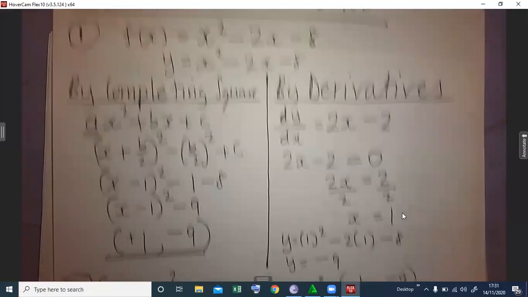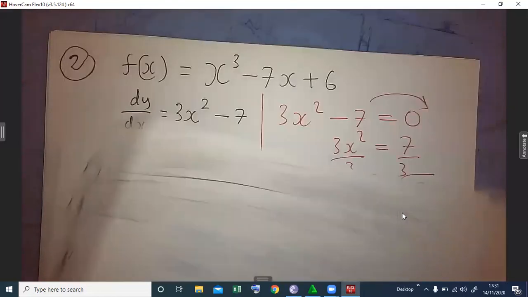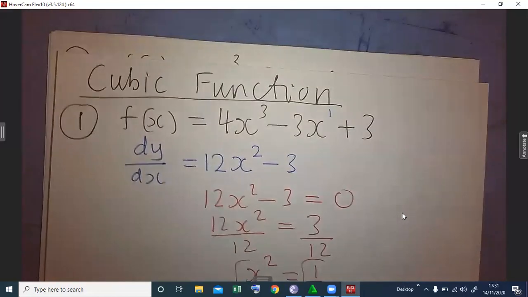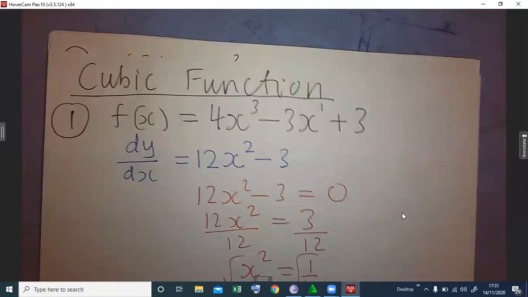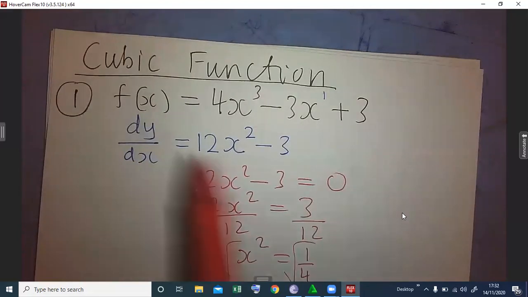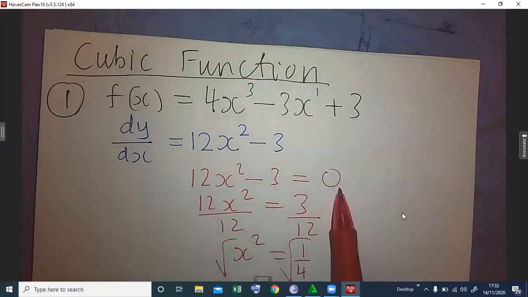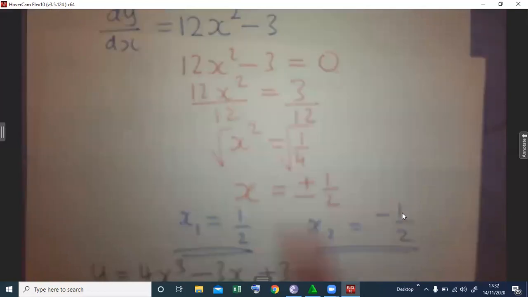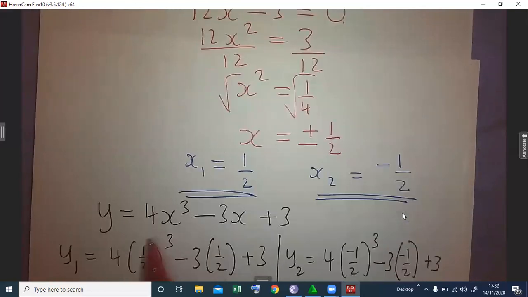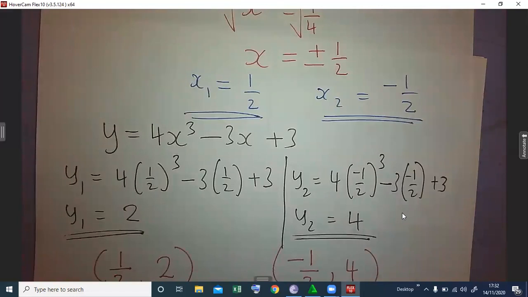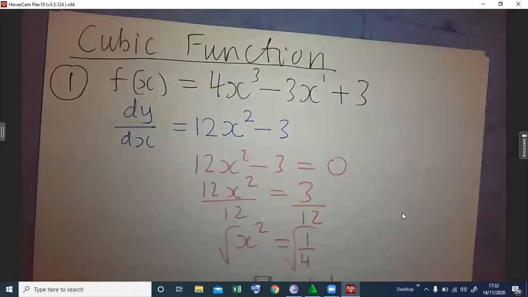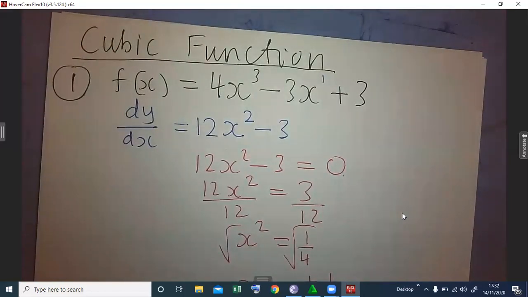After that, we looked at how do we find the turning point on a cubic function, and we saw we find dy dx equal to 0 for stationary points. We get two values of x, then we substitute on the original function to get the two answers. So this is how we find turning points using derivatives, dy dx.